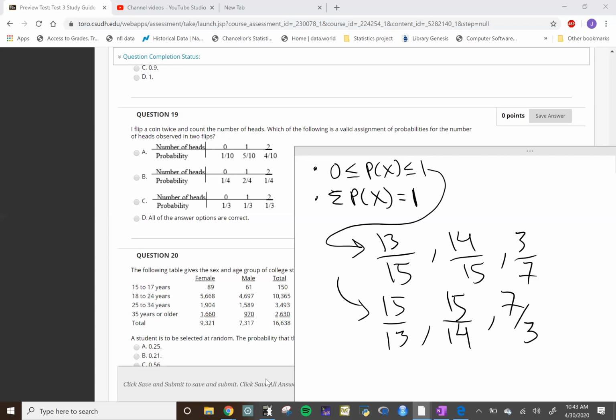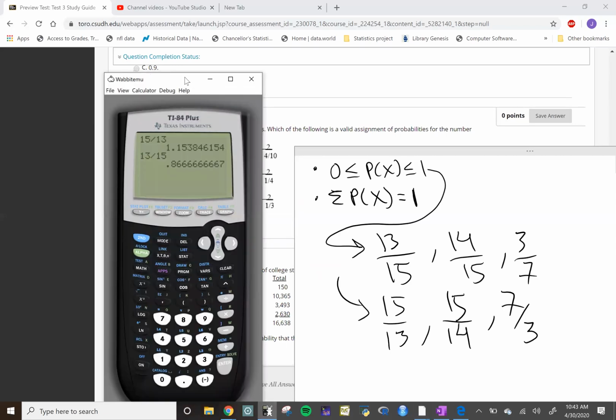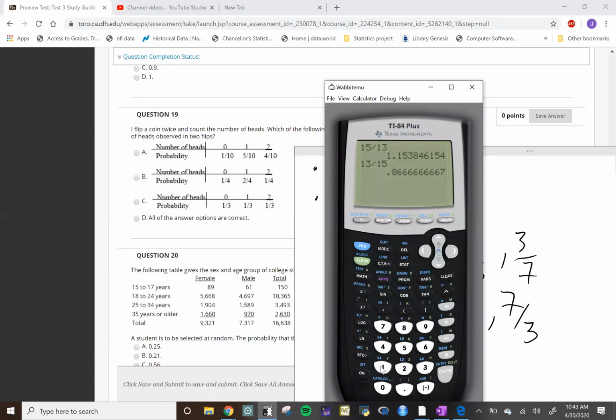All right, so let's go ahead and do this. Let's add them up. Say if I do 1 divided by 10 plus 5 divided by 10 plus 4 divided by 10, you get 1. All right, so the first one is good.